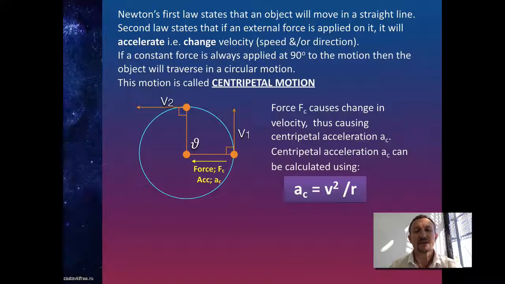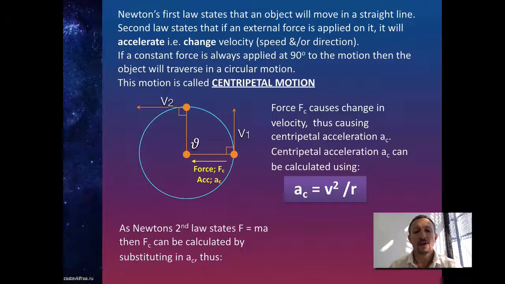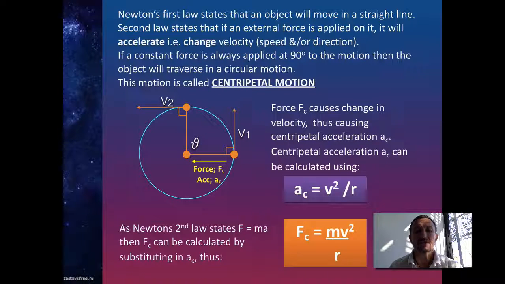Now we know that centripetal acceleration, the rate at which it changes its direction, can be calculated by v squared over r, where r is the radius of the circle. Then we can apply this into Newton's second law, which is F equals ma. So instead of a, we will put a_c, which is the acceleration due to centripetal force, and the result is we can work out the centripetal force using mv squared over r, where v squared over r was the centripetal acceleration. So these are our two major formulas which we can utilise.